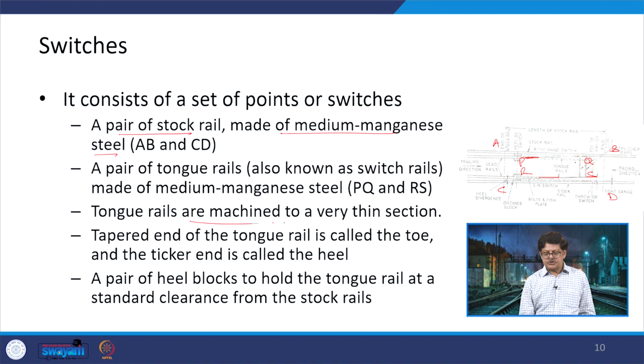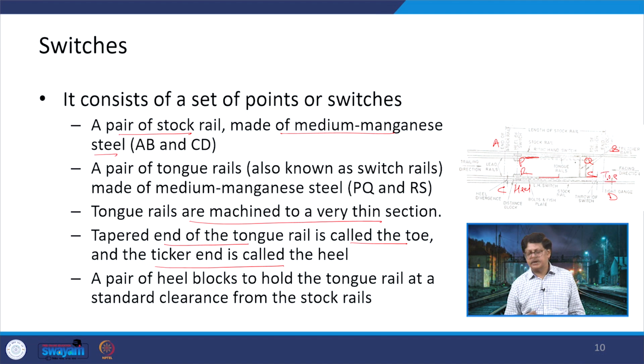The tongue rails are machined to a very thin section, that means they are manufactured in that form and then brought to the site and fixed. The tapered end of the tongue rail is called the toe and the thicker end is called the heel. The heel will be at this location, which has a thicker section of the tongue rail, and this is the toe, where it has a very thin section. The pair of heel blocks hold the tongue rail at the standard clearance from the stock rail. So, there is a heel block provided at the heel here.